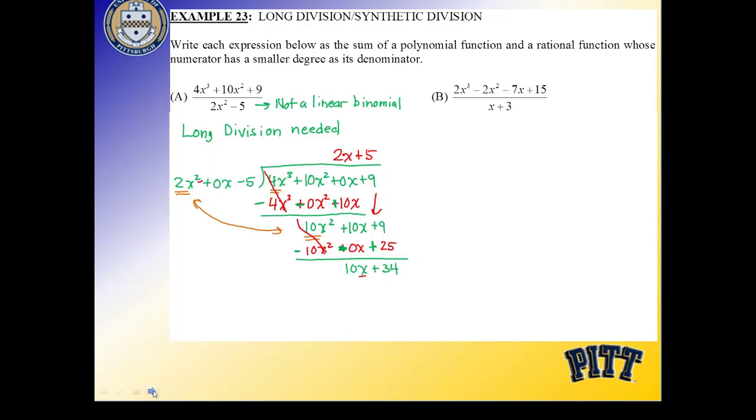So I have a couple options for answers. I would say that's 2x plus 5 with the remainder of 10x plus 34. Or I go back to what I did with fractions and say it's 2x plus 5 plus my remainder over my original divisor, which is 2x squared minus 5. So this would be the final solution for something like this, written in quotient form.